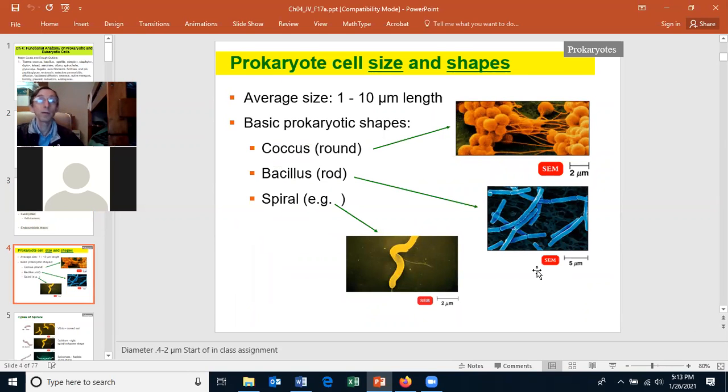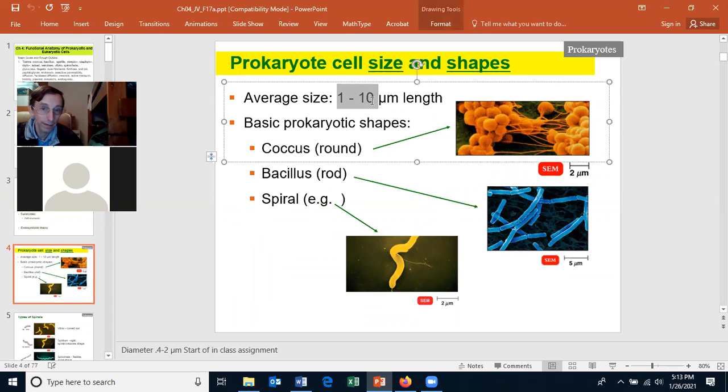So when we're talking about prokaryotic cells, you should know their cell shapes and their cell sizes. The average size, at least on this slide, is between 1 and 10 micrometers. And really it depends who you're asking what the average size is, because most bacteria are between 1 and about 3 micrometers. But there are some that are longer and they can get up to 10 micrometers, at least in their length.